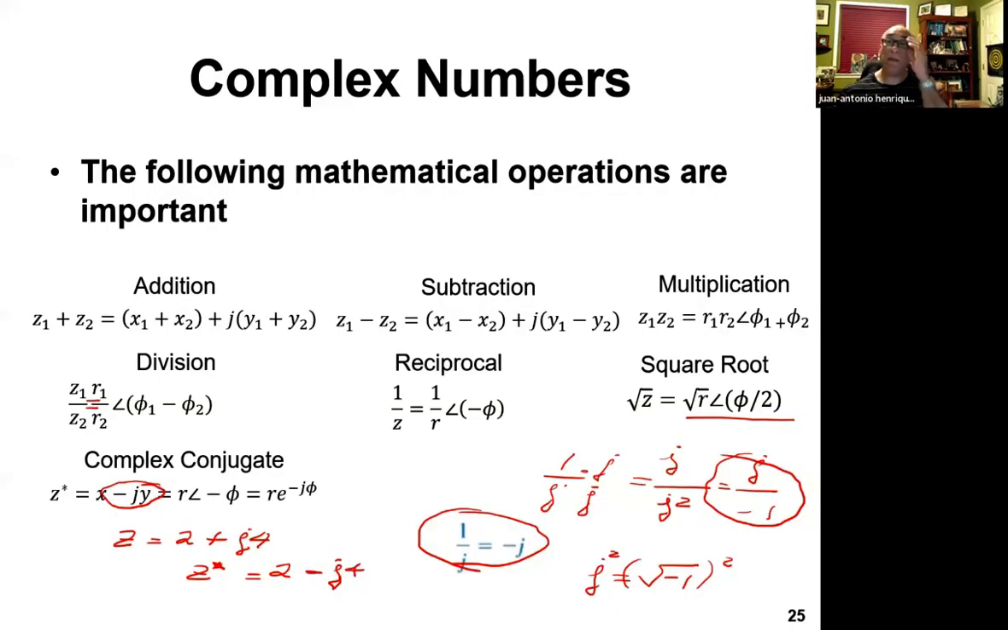Okay, so we continue with the study of complex numbers. And we saw how we can represent the same number using either rectangular coordinates, polar coordinates, or exponentials, right? So we're going to continue with that. And these are some of the operations we talked about before using complex numbers.